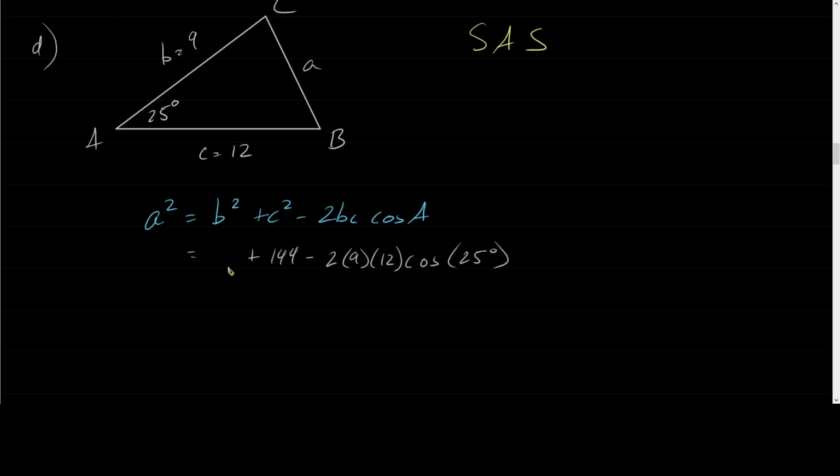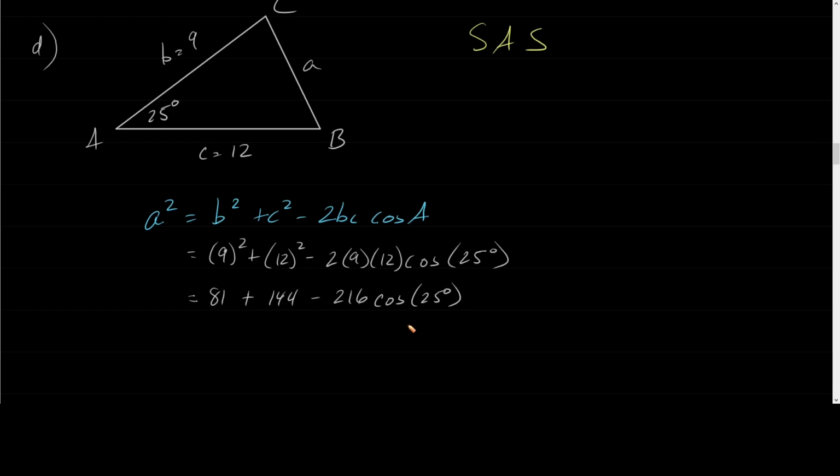And perhaps I should have just plugged this in as just the general formula. So we have 9 squared and 12 squared. All right, well, we know what 9 squared is, 81, and 12 squared is 144. But now, 2 times 9 times 12, so that's 18 times 12, which gives us 216. So we end up with 216 times cosine of 25 degrees.